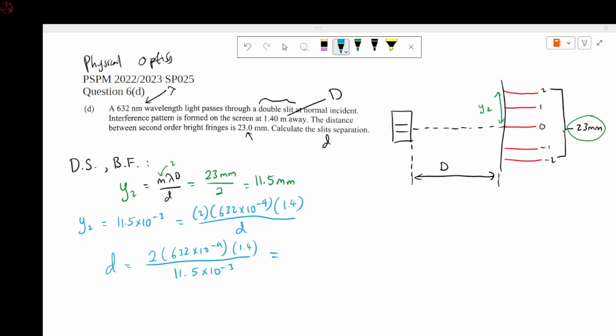That gives me a slit separation of 1.54 times 10 to the power of negative 4 meters, and that, my friends, is the slit separation. So the slit separation for these conditions to be fulfilled will be 1.54 times 10 to the power of negative 4 meters. Okay, thank you very much.